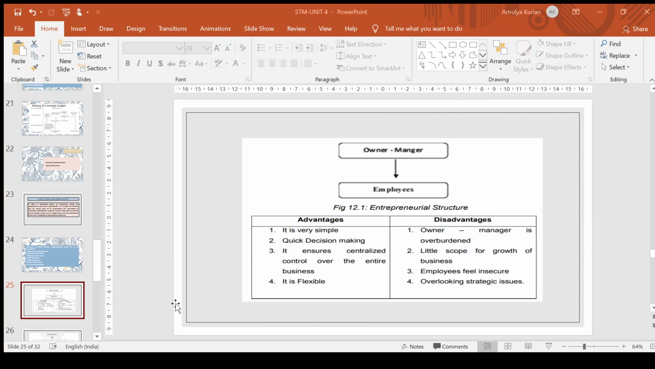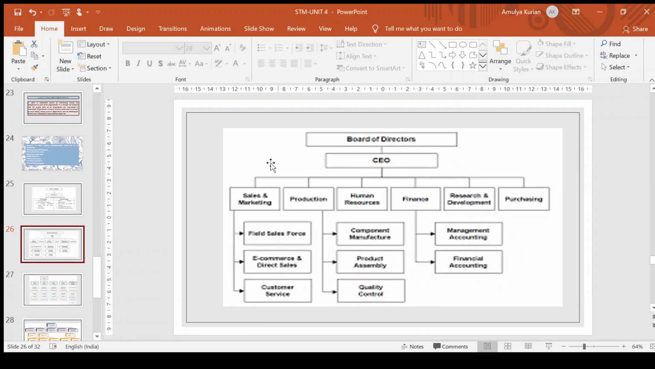So that is all about entrepreneurial structure. Now, the next one is functional structure. So this is where we have different functions which are specialized in that particular area, dealing with that particular thing. Once you have started, and once it is getting into the growth stage, that is where expansion starts. It is very important to give specialization of task and delegation of authority. So in that scenario, functional structure will come into play.